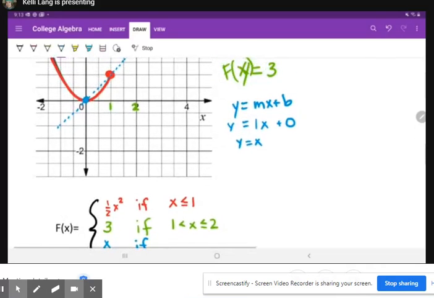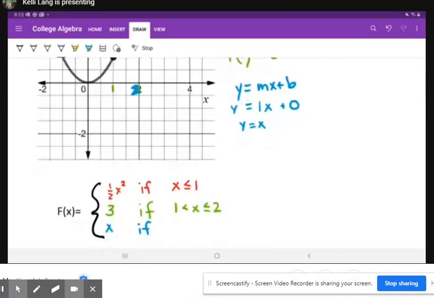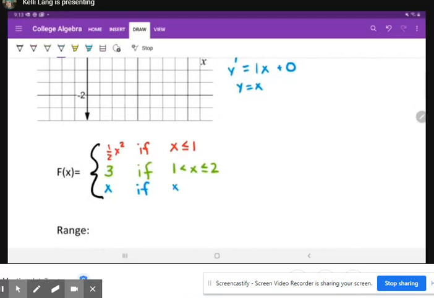And now it's time to find the domain of the blue line. So I've got some erasing to do. All right, so our blue line starts here with an open circle, and it goes forever to the right. So this would be the point 2, x is 2, but 2 would not be included. Everything to the right of 2 is included all the way up to positive infinity, so we would represent that with just x is greater than 2.